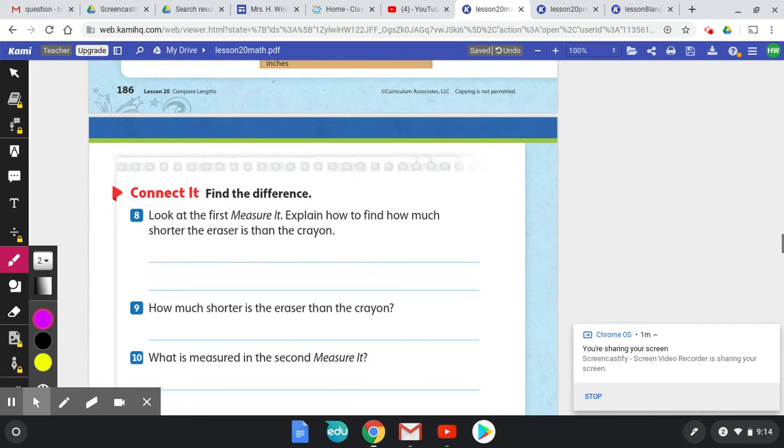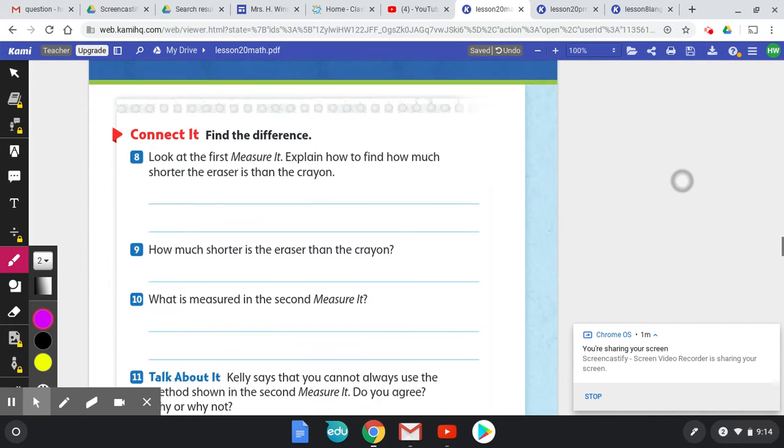Okay, so let's look at the next page on page 187 and answer some questions. It says, look at the first measure. Explain how to find how much shorter the eraser than the crayon is. So it says, explain how to find it. Well, we could subtract the length of the eraser from the length of the crayon is one thing that we could do. Okay? That's how we did it yesterday.